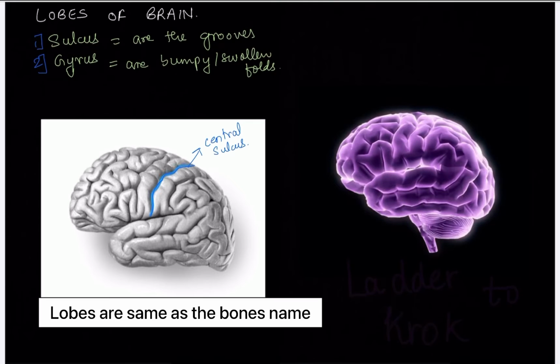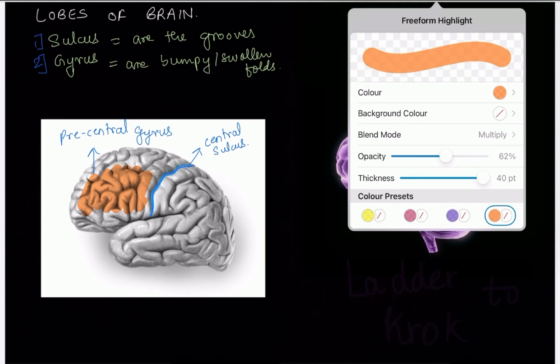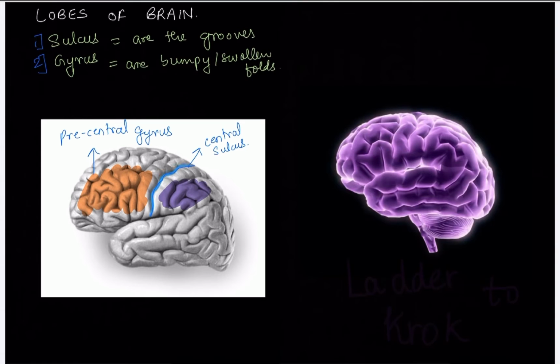The frontal part is also known as precentral gyrus. If I have to tell it in terms of gyri, we call it as precentral gyrus. And this parietal part is called as postcentral because it is posterior to central sulcus, right? So this part is called as postcentral gyrus.